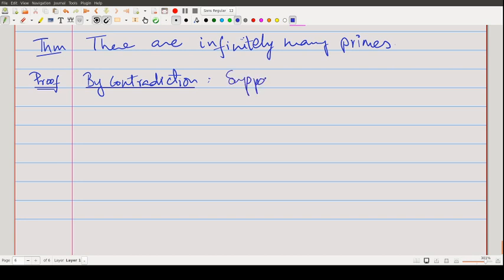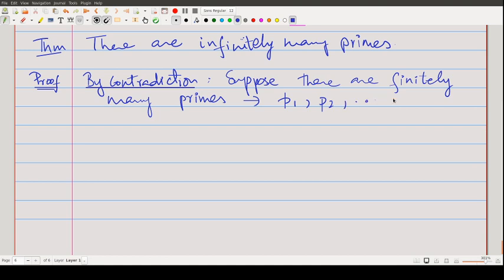Suppose there are finitely many primes. Well, if there are finitely many primes, then let's suppose these primes are P1, P2, and since they're finite, let's say there are n of them. I don't know, n could be a large number, but let's suppose there are n primes.